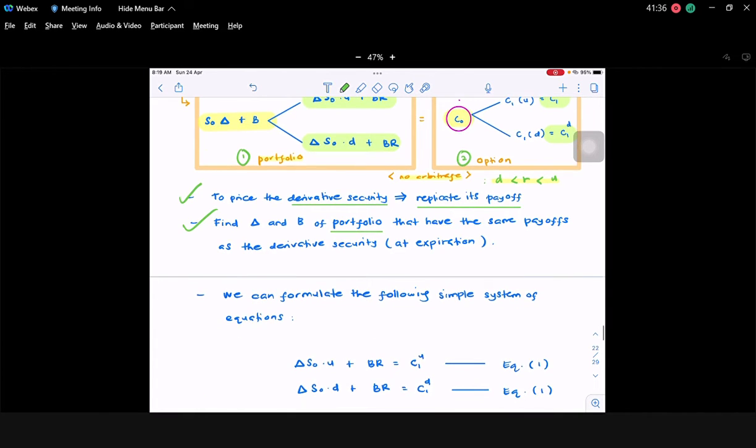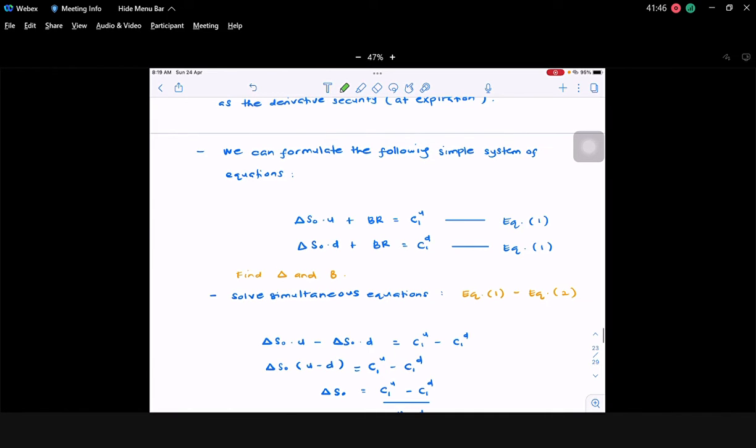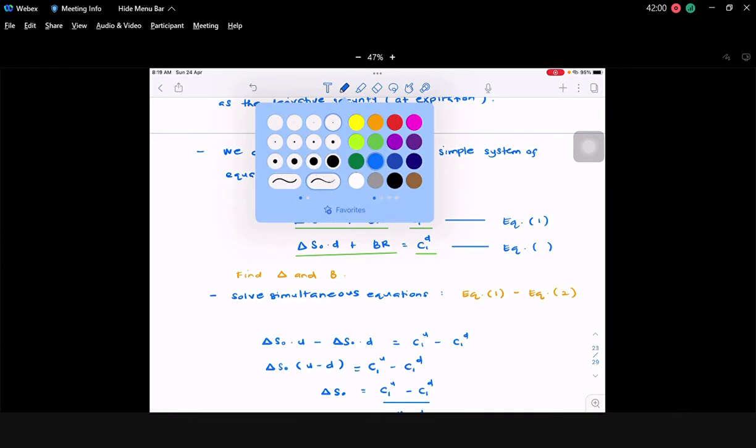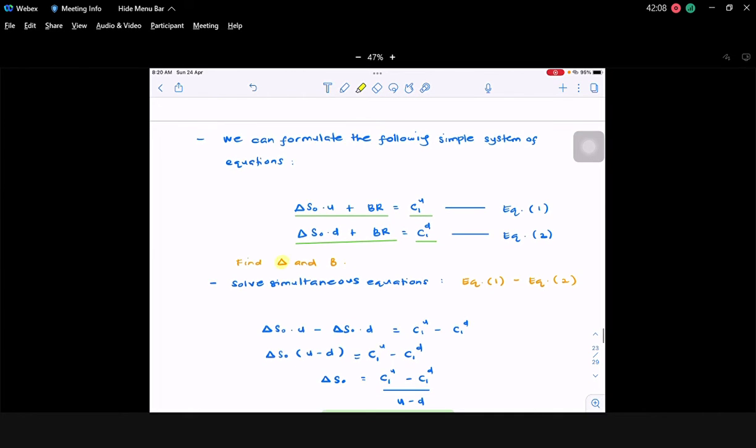Dan kita dah tengok sepintas lalu pada minggu lepas macam mana kita nak formulate the simple system of equation. We can formulate the following simple system of equation. Yang ni just payoff untuk portfolio, just equal to payoff of the option. So we can get two equations. And then kita perlu find number of share delta and cash B.